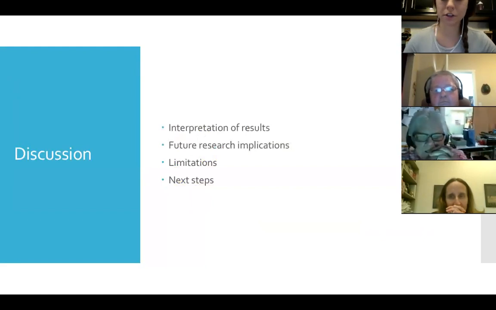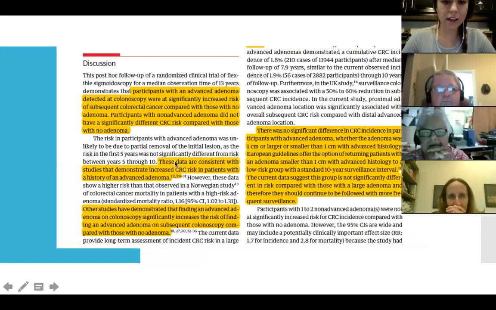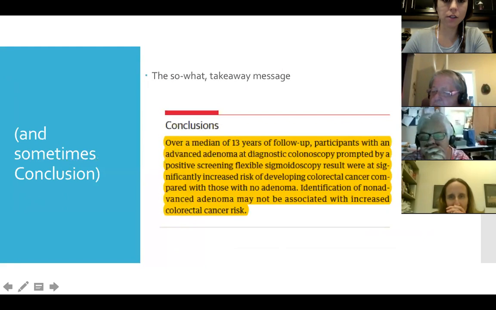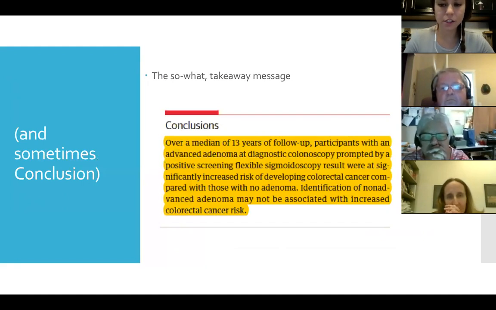So what does this research mean going forward? What are the implications? And who does this affect? So you can see here, this is the discussion. They discuss what the data mean, what it means on a broad level. But then I wanted to show you, they also include a conclusion. And the conclusion is the so what takeaway message. And it's only 2 sentences, but it tells you exactly what you need to know.